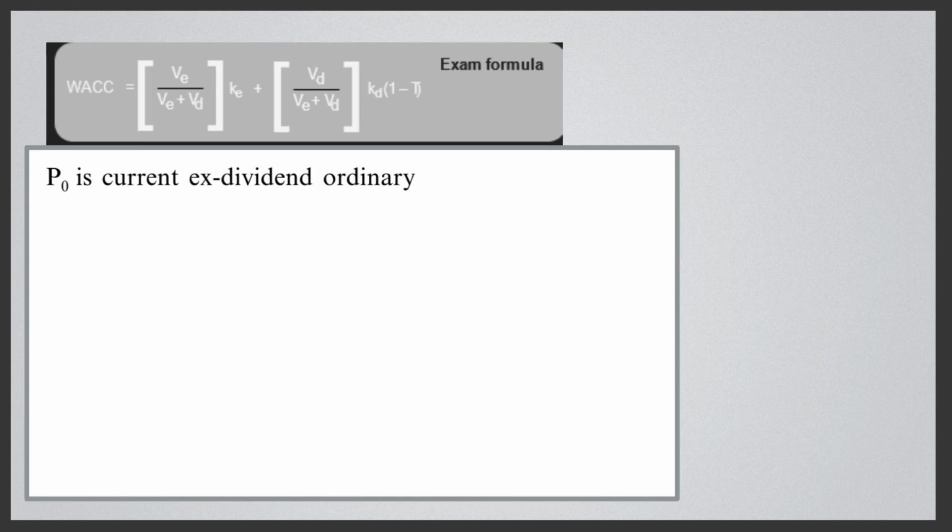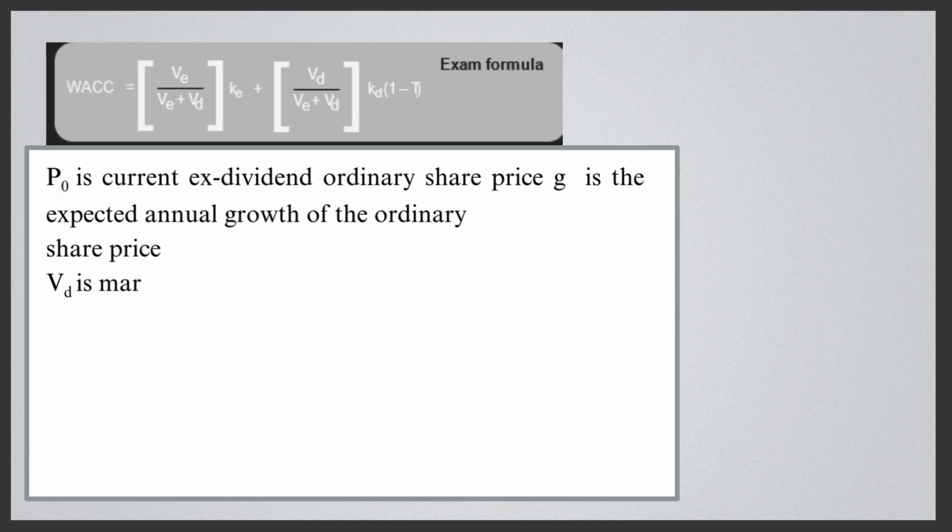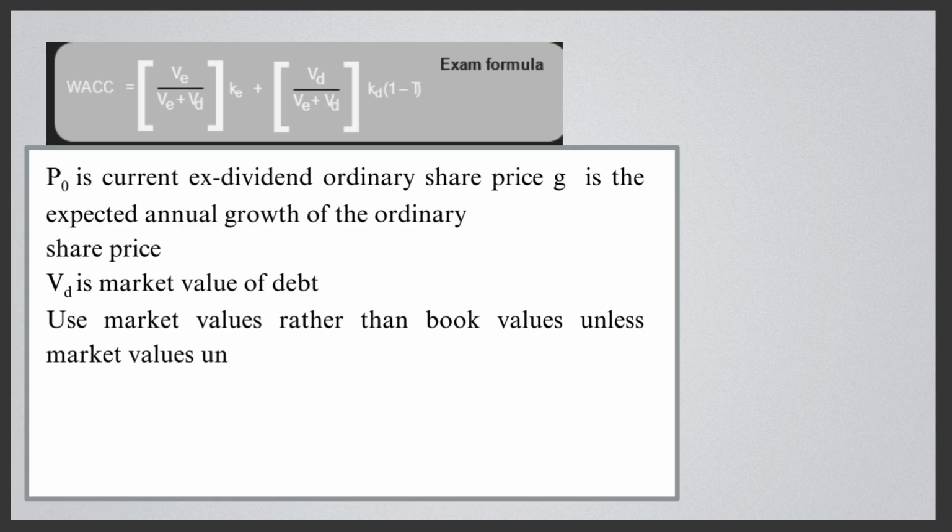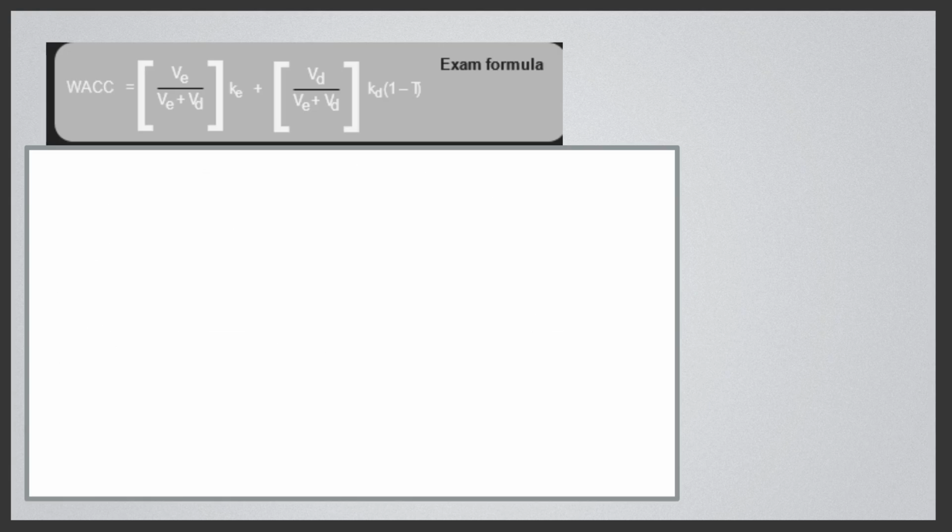P_0 is current ex dividend ordinary share price. g is the expected annual growth of the ordinary share price. V_D is market value of debt. Use market values rather than book values unless market values unavailable.